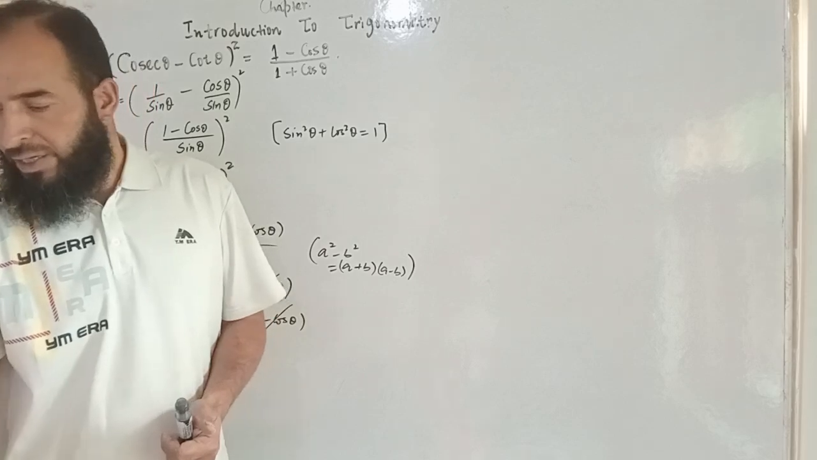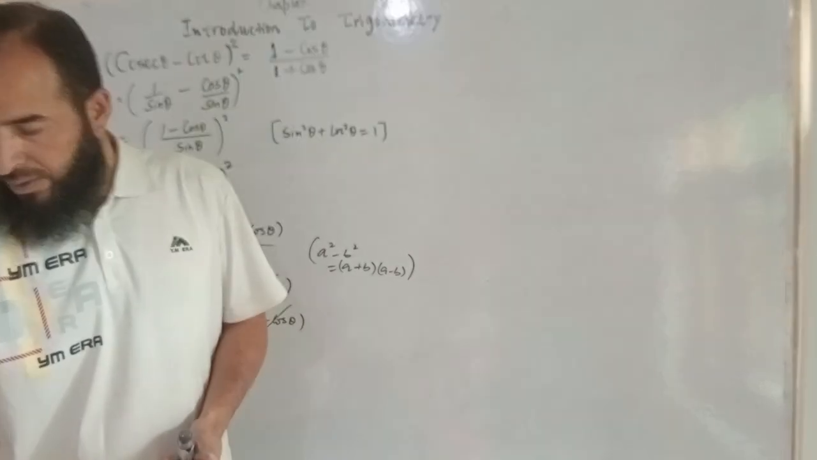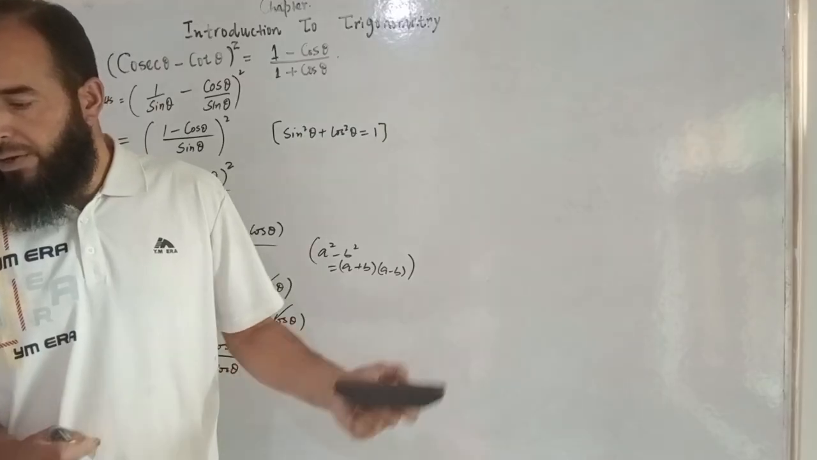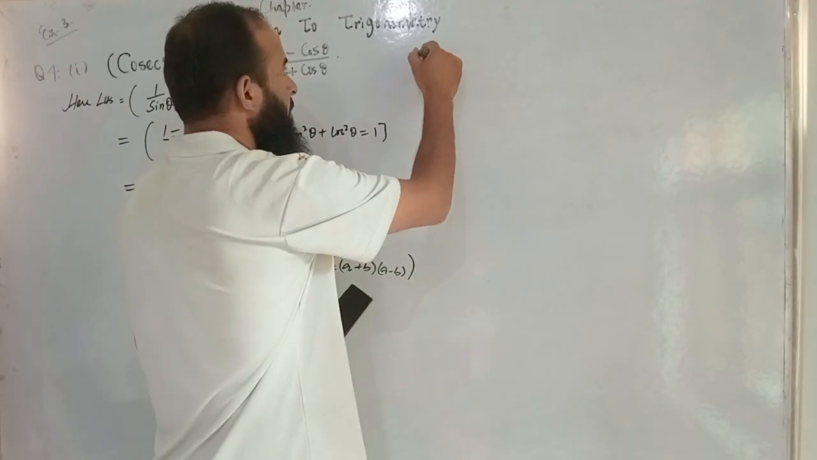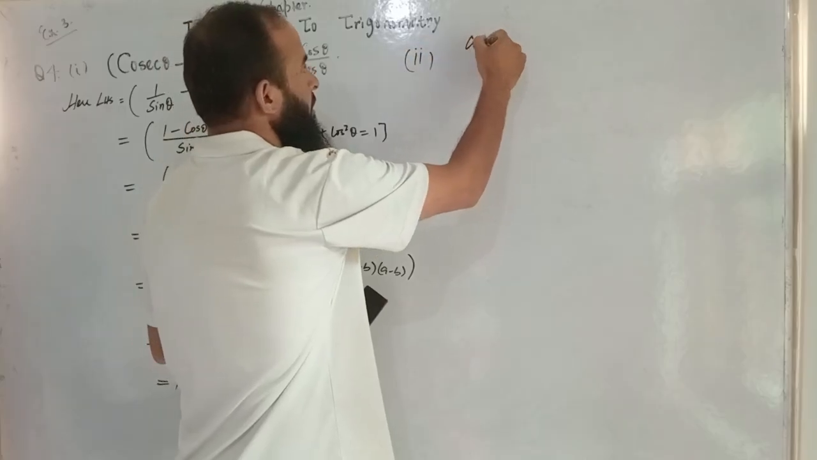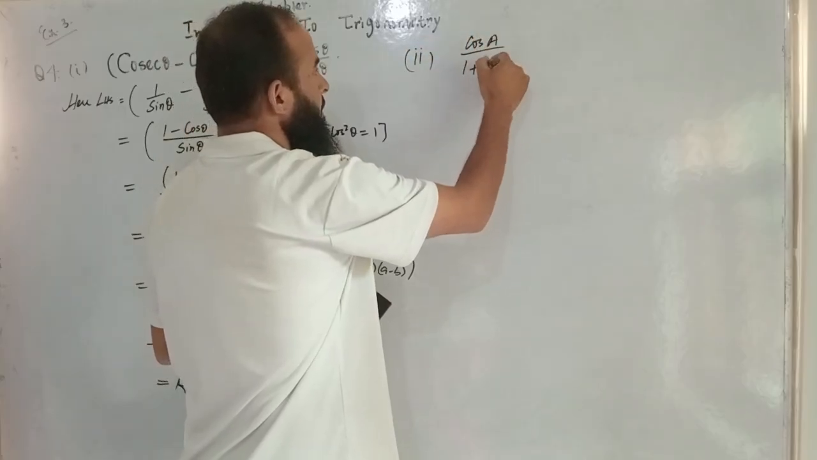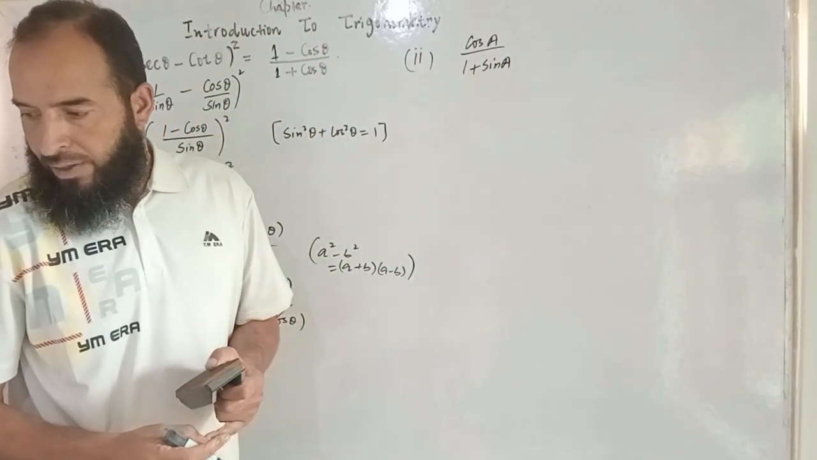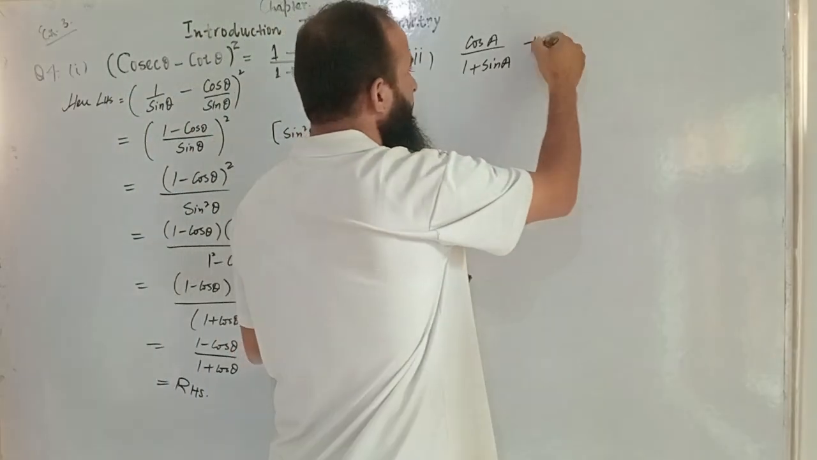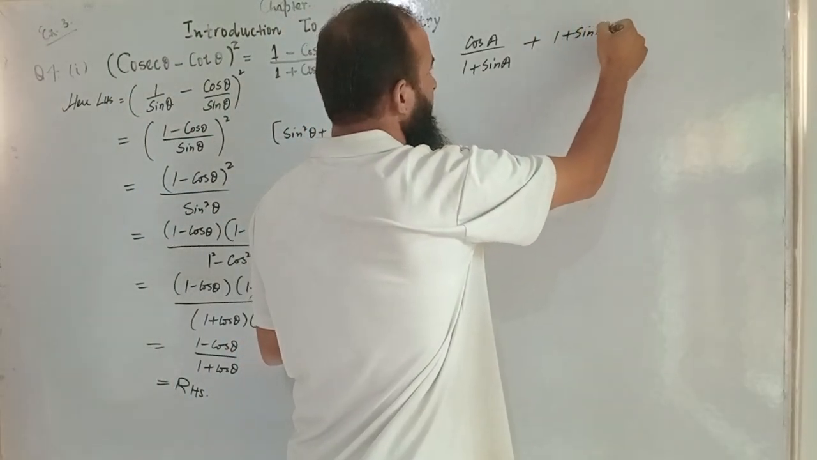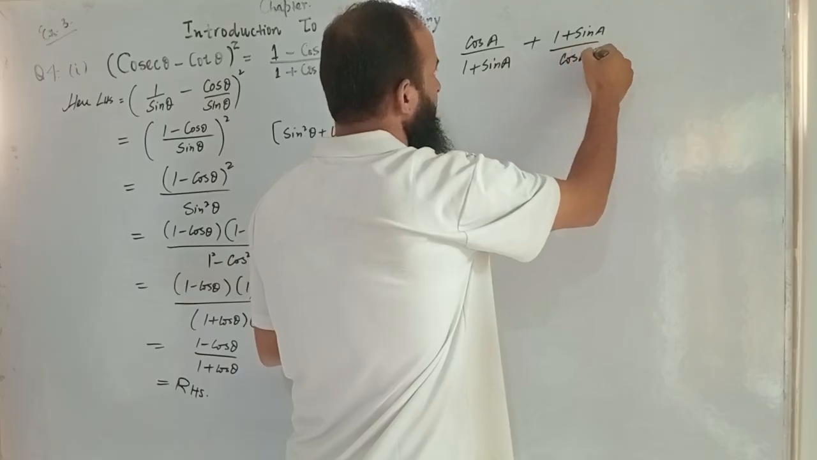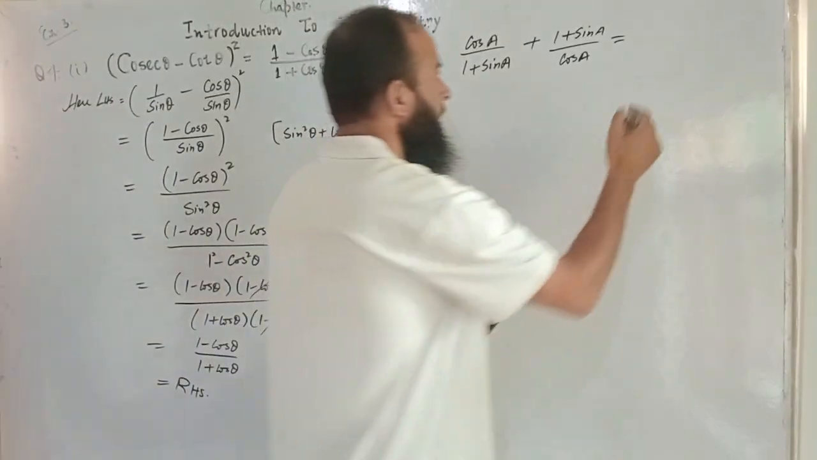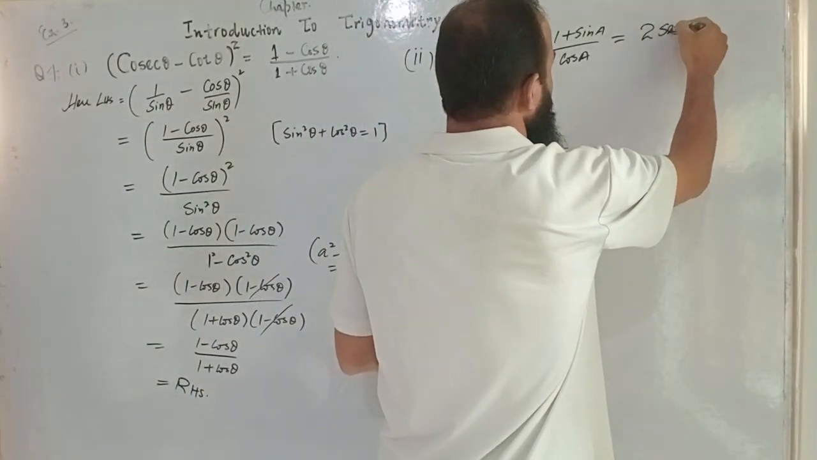Let's take part second of this question. It is cos of A divided by 1 plus sine of A, plus 1 plus sine of A upon cos of A, is equal to, what is the RHS? It is twice sec A.